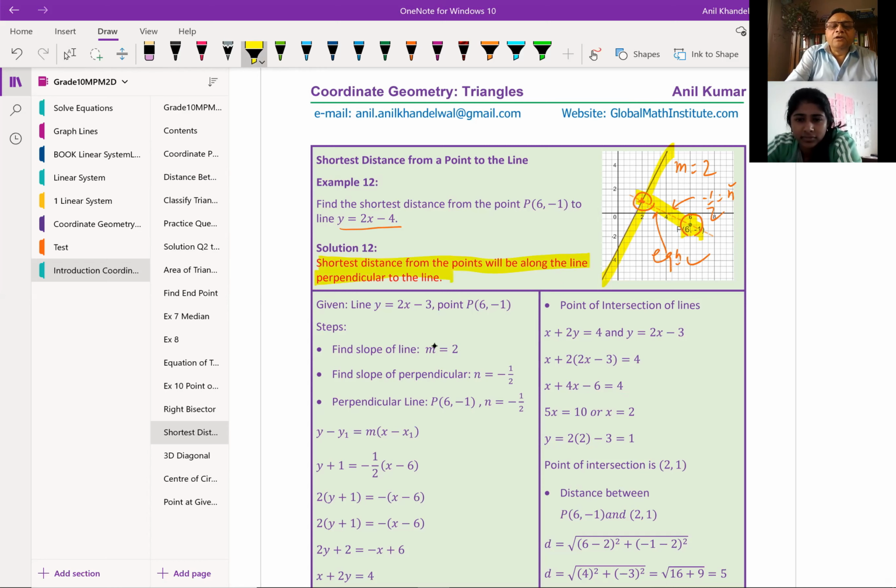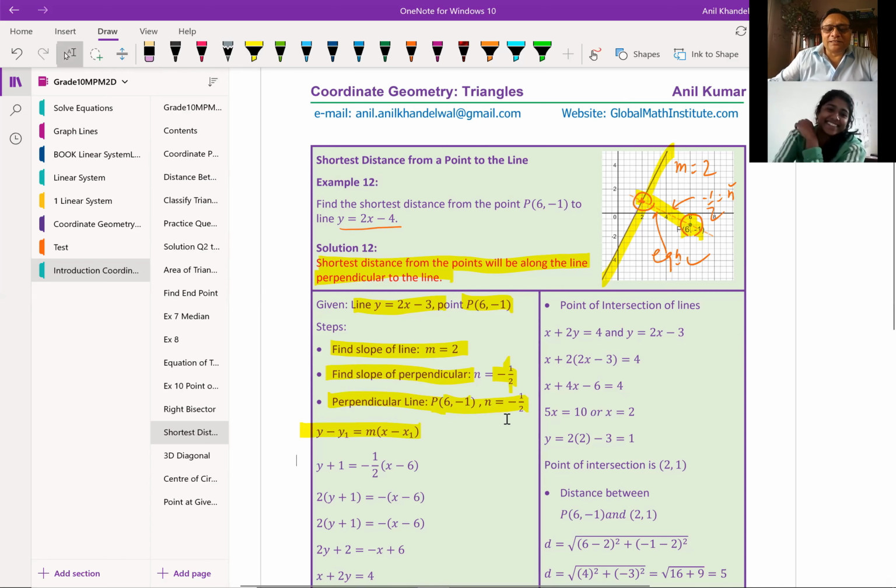We are given the line y equals 2x minus 3 and an external point, which is P, 6, minus 1. Steps involved are: find the slope of the line. In this case, m equals 2. Slope of the normal, which is minus half. The perpendicular line will be going through the point P, which is 6, minus 1, with the slope of minus half. Again, I'm using that point slope form. You like this equation? Very simple. y minus y1 equals m times x minus x1.